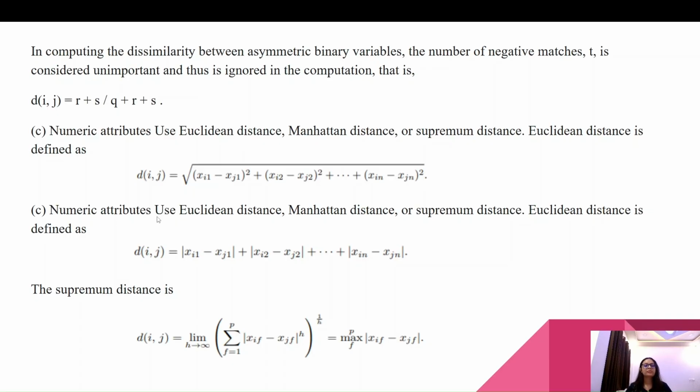The numeric attribute can also use Euclidean distance, Manhattan distance, or supremum distance. Manhattan distance is defined as d(i,j) equals mod xi1 minus xj1 plus mod xi2 minus xj2 till mod xin minus xjn. Supremum distance is given by this formula.